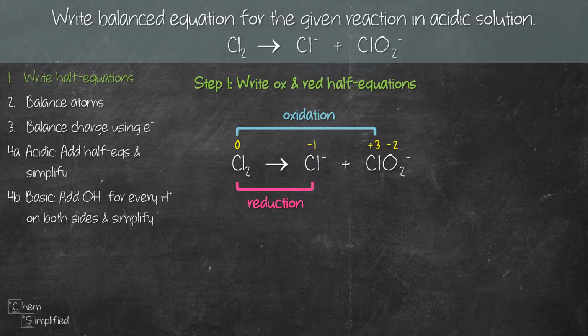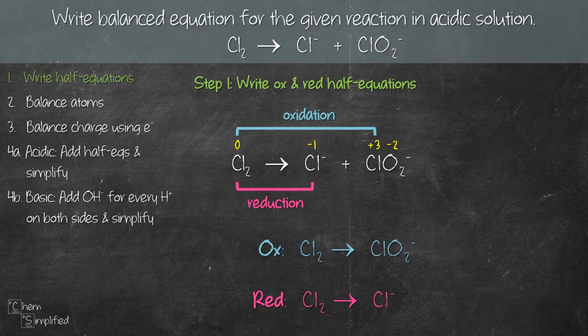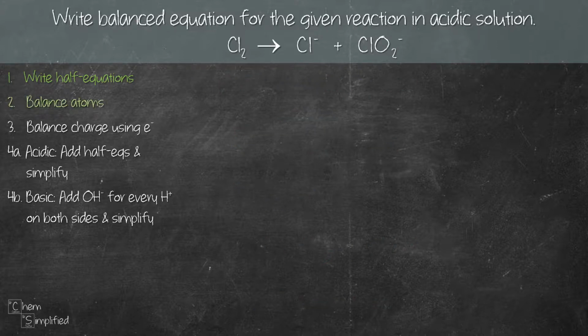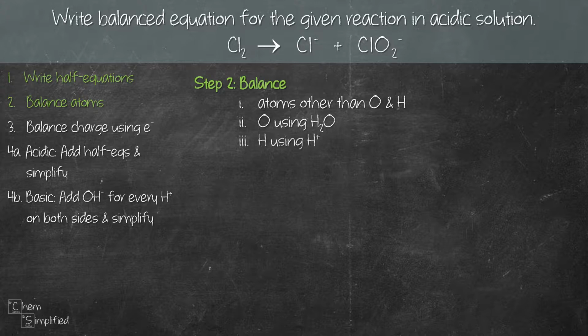Now we can write out our half equations. For oxidation, it's Cl2 going to ClO2 minus, whereas for reduction, it's Cl2 going to Cl minus. Next step, we need to balance the atoms and we need to do that following this sequence. If we don't follow this sequence, we're going to end up using more time than is necessary.